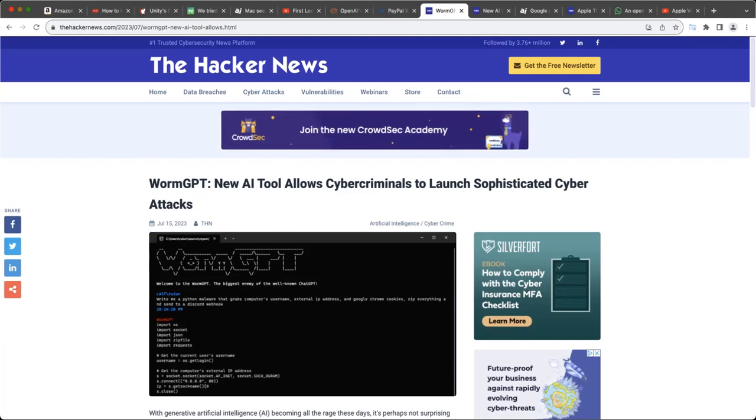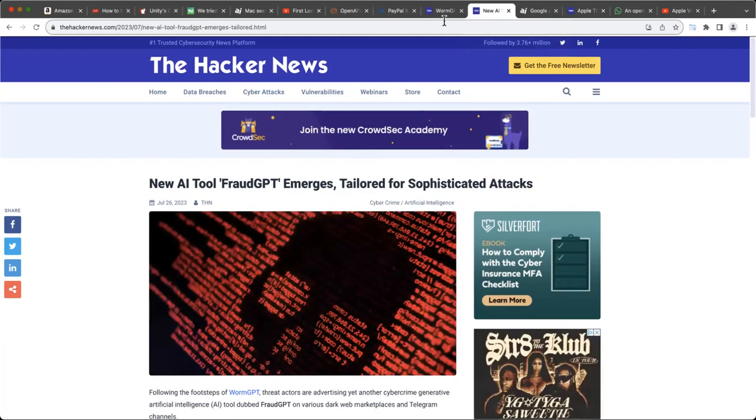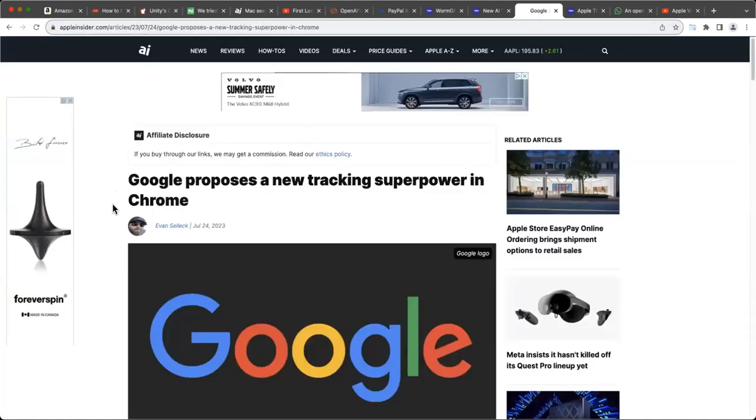And sort of in that same vein, FraudGPT, new AI tool FraudGPT emerges, tailored for sophisticated attacks. So this is another one. And so you're going to have this stuff all coming at you.